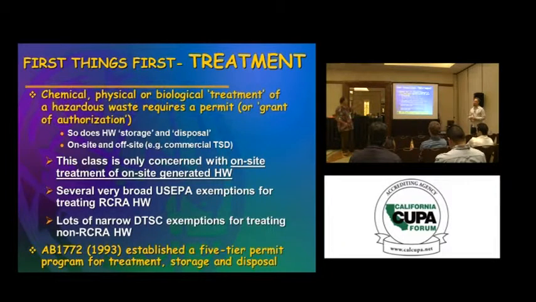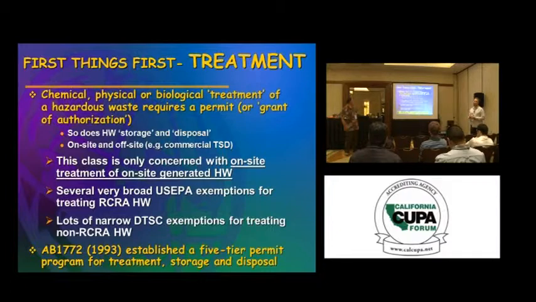And really, chemical, physical, biological treatment of a waste requires a permit or some grant of authorization. Right? And the permit by rule program, the tiered permit program, is essentially a grant of authorization. If the facility is doing what's covered under the regulations or under the statute, they're considered to have a grant of authorization, essentially by filling out the paperwork and getting it into the CUPA.